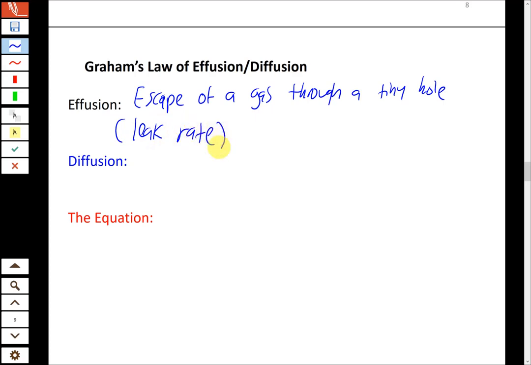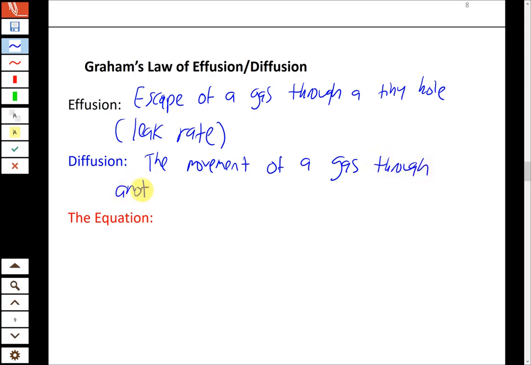So if you have a container of gas and you just punch a small hole in it, the gas will leak out, and how fast it leaks out is called the effusion rate, and that is related to how fast the molecules are moving. The faster they're moving, the faster they're going to find that hole and leak out. That's called effusion. Diffusion is the movement of a gas through another gas. So it's more about how the gas travels through space, not how it leaks out, but how it actually travels through an area.